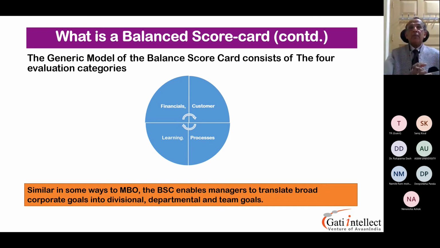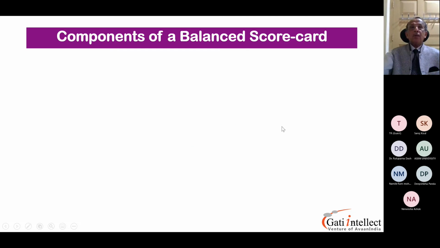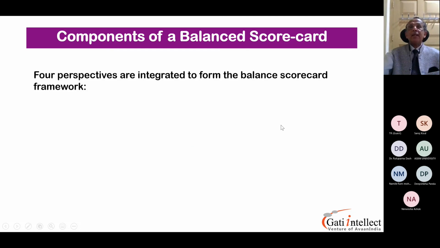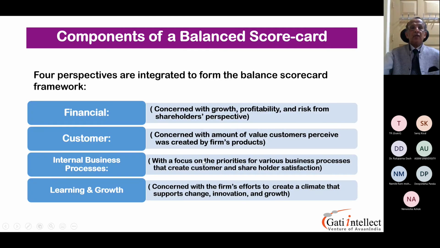So the generic model of balanced scorecard consists of 4 evaluation categories. Let's look at the components of the balanced scorecard. There are 4 perspectives, like what we said. Financial, concerned with the growth, profitability, and risk from the shareholders' perspective.